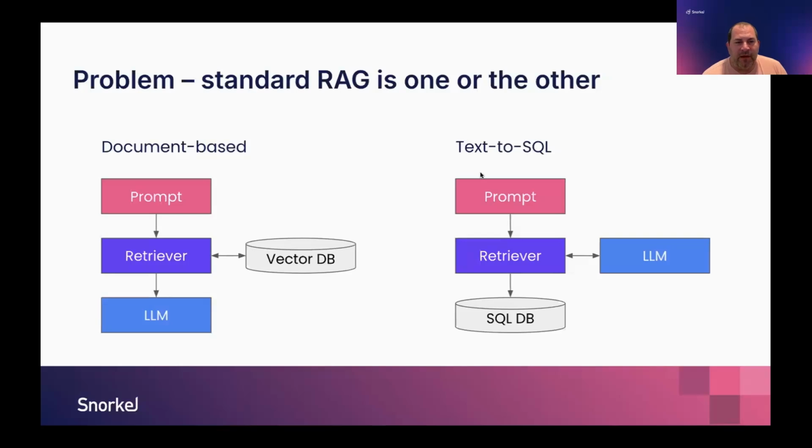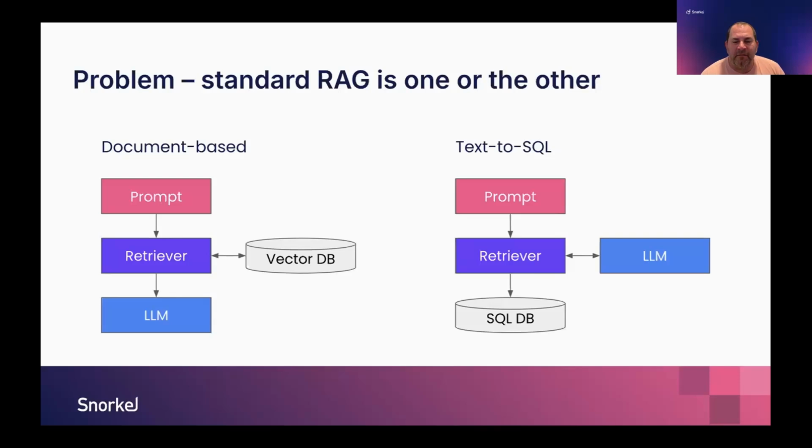So if it's document based, which you'd see a lot, you have a prompt, it goes to a retriever. It's going to use an embedding of that prompt to find relevant information in your vector database, and pass that along to the LLM to generate a response.